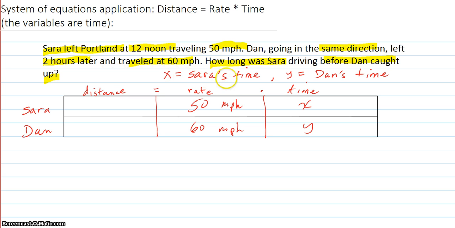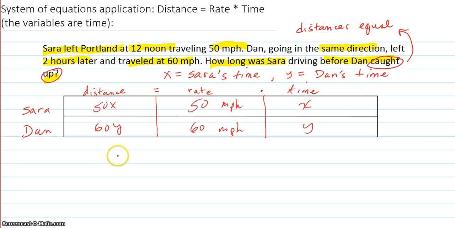Okay, distance. We don't really have distance numbers here. So we just multiply across: 50x, 60y. And now we're going to set up two equations in these variables. Okay, the words caught up mean distance equal. So caught up means distances are equal when you catch up. So one of the equations is 50x equals 60y.